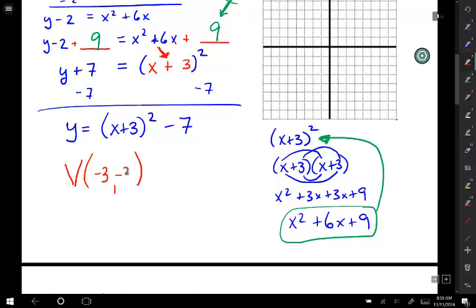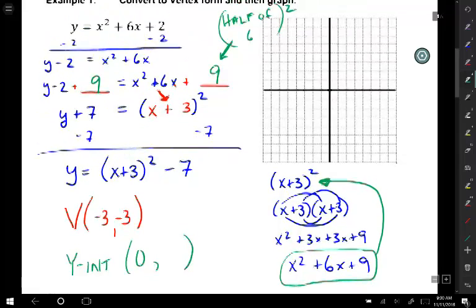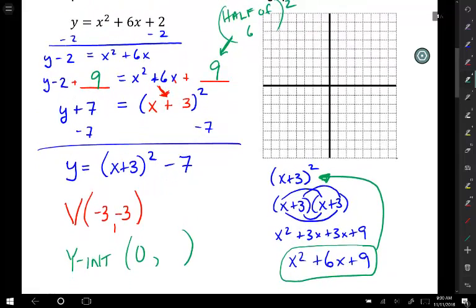Good. -3, -7. Now I have a second question. Who can identify my y-intercept? 0, comma, what? Look back at the very original problem. 0, comma, 2. And for those of you who didn't see that, that comes all the way from up there. So what's the vertex? -3. The vertex is -3. Why did I put -3? I'm not sure. It should have been -7. Okay. I'm not sure why I wrote that.